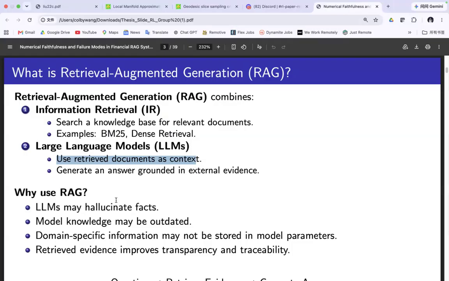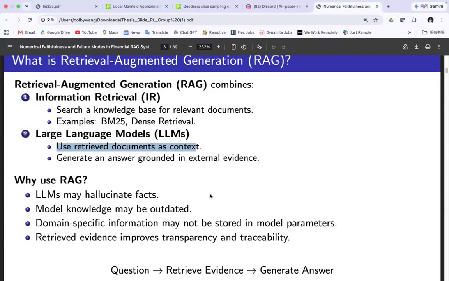And why do we need RAG? Because LLMs often hallucinate facts, and sometimes the model's knowledge may be outdated. If you remember the early days of ChatGPT, if you asked a question about 2020, it may say, "Well, my training data is only up to 2019." Also, domain-specific information may not be stored in model parameters because it's trained on general knowledge, so if we ask very specific questions, like medical ones, it may not be able to answer. Also, retrieved evidence can improve transparency and traceability. If we ask the model where it got this information, it can be better for the user. So the pipeline is: there's a question, we retrieve the evidence, and we generate an answer.